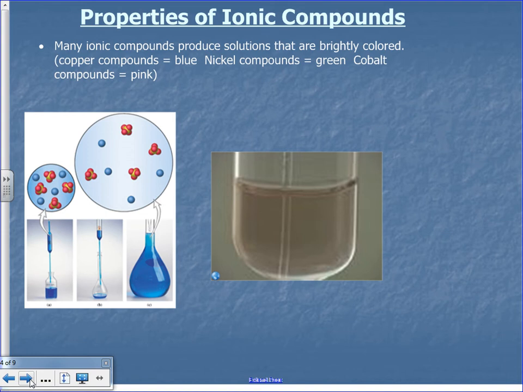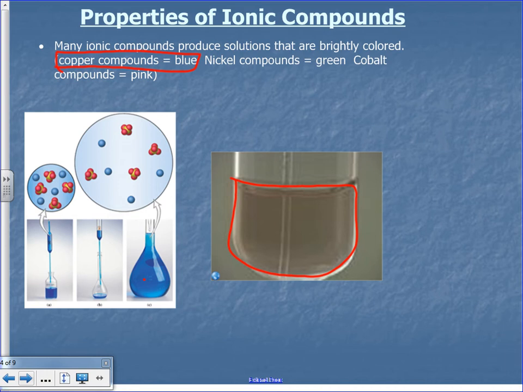Okay, so here they are. Many ionic compounds produce solutions that are brightly colored, and they also produce crystals that are brightly colored. So copper compounds are always blue. This is probably copper sulfate or something like that, which has a very bright blue color. This one here is kind of hard to see. It's faded, but this is cobalt, probably cobalt nitrate, and they're pink. In fact, when you see cobalt nitrate crystals, the solid form, they're actually red, but when they go into solution, they're kind of pinkish.